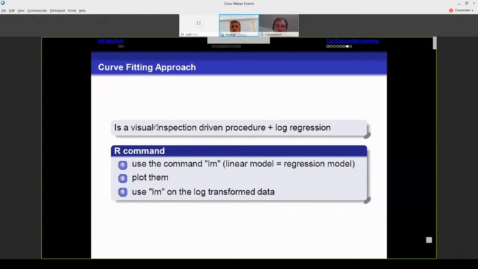We need to do a visual inspection and to do log regression. For epidemiological data, the command is just log regression. So we need to take the logarithms of the data and do our regression. The command is LM, regression model. We plot them, and we use the LM on the log transformed data. Let's see how. Here we go.